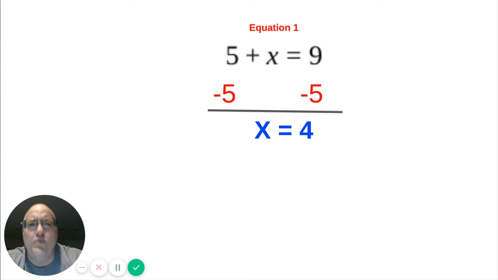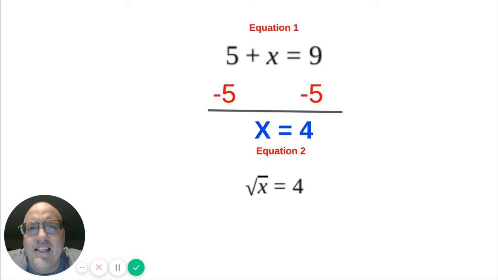You probably knew the answer was x equals 4, but I wanted you to be thinking about the fact that it was an inverse operation. Now, what if we trick it up a little bit, and then we go to an equation that looks like this? The square root of x equals 4. Notice that the variable now is under the square root. How would you solve that? What's the inverse operation of the square root?